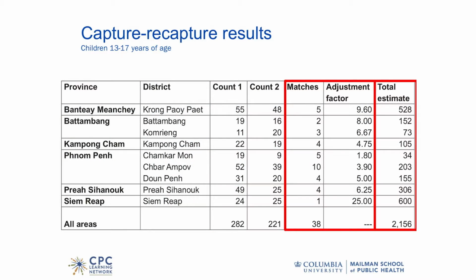So here are our results. We counted, after adjustment, 2,156 children between 13 and 17 years of age, and this was after adjusting using capture-recapture. We had a very, very low match rate with the capture-recapture. The number of children from day 1 that were also counted on day 2 was in the single digits in most cities. In Siem Reap, which is where Angkor Wat and all the temples are, we counted 24 children on day 1 and 25 children on day 2, and only 1 child was the same. So according to capture-recapture methods, that meant we adjusted our figure by a factor of 25, which is very high.